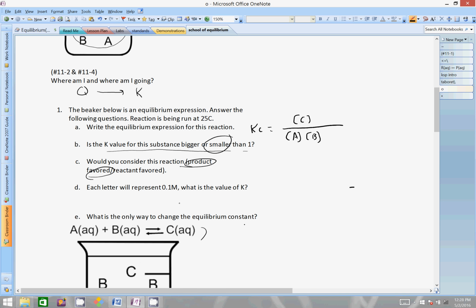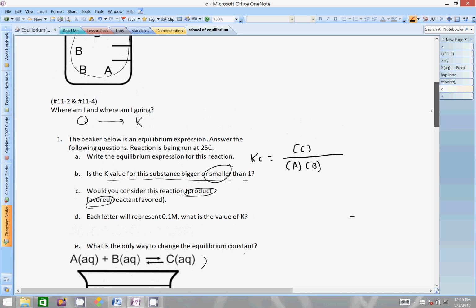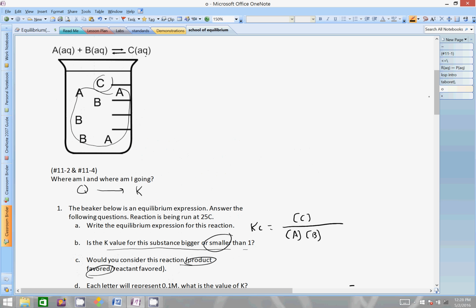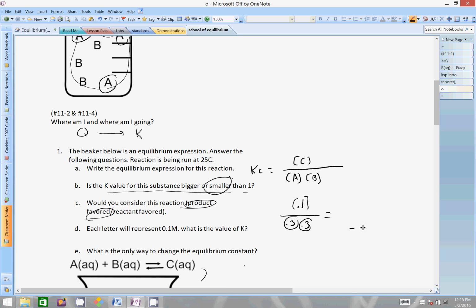Each of these guys is 0.1. What's the value of K? Well, look at this guy. I got 1 C, so I'm going to put 0.1 on top here. And I have 0.3 on the bottom because I have 1, 2, 3 of them. Calculate that out and let's see what our actual K value is for equilibrium concentration. So 0.3 times 0.3 is 0.09. So 0.1 divided by 0.09, and I get a number that's awfully close to 1.